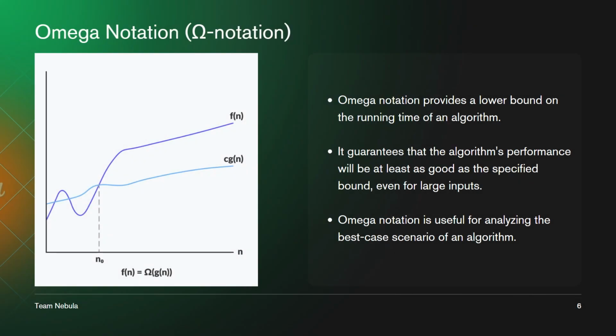The omega notation. Omega notation provides a lower bound on the running time of an algorithm. It assures us that the algorithm will perform at least as well as the specified bound, even for larger inputs. Omega notation is handy for analyzing the best case scenario of an algorithm.